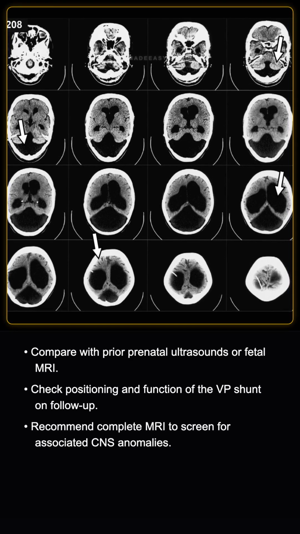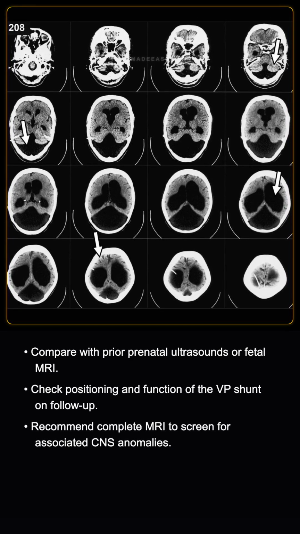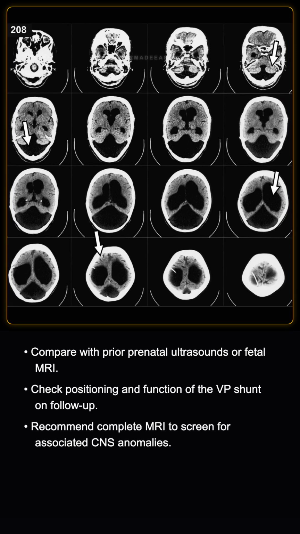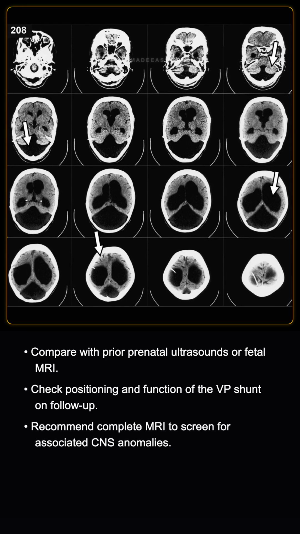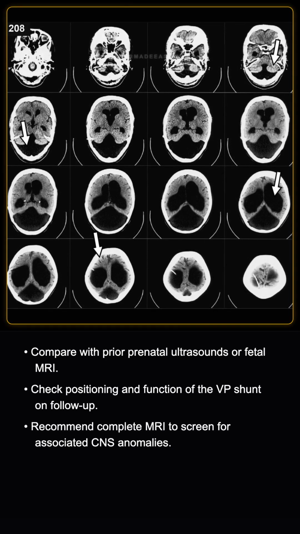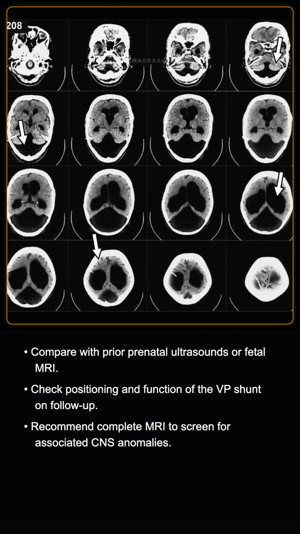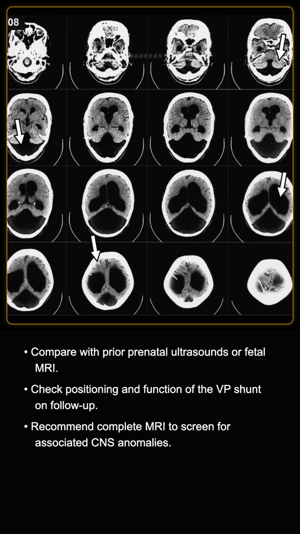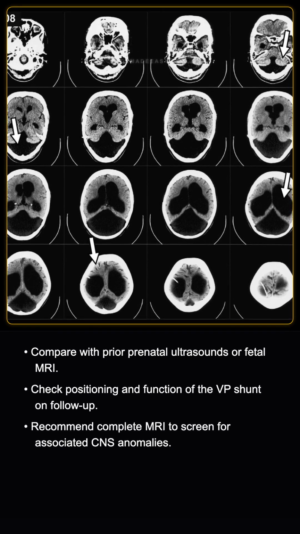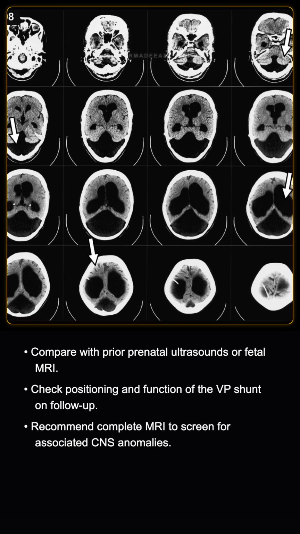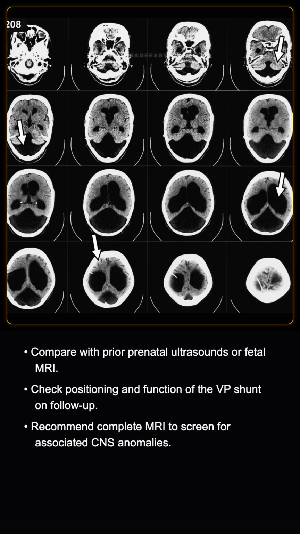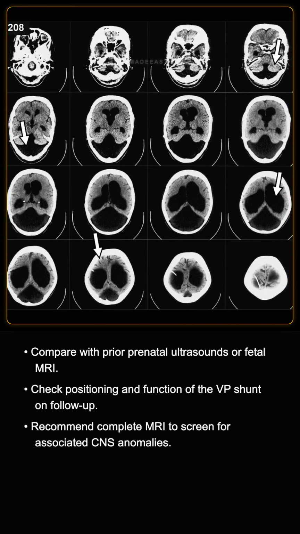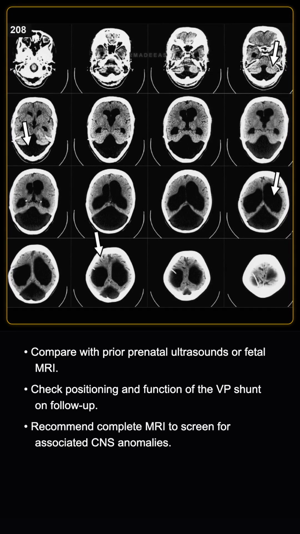As a radiologist, I would recommend comparing these brain CT images with any prior prenatal ultrasounds or fetal MRI to understand the temporal evolution. I would also suggest checking the positioning and function of the ventriculoperitoneal shunt on all follow-up scans. Furthermore, I would recommend a complete MRI of the brain and spine to screen for the associated CNS anomalies we discussed. Finally, I would ensure the patient is referred to pediatric neurosurgery and clinical genetics.